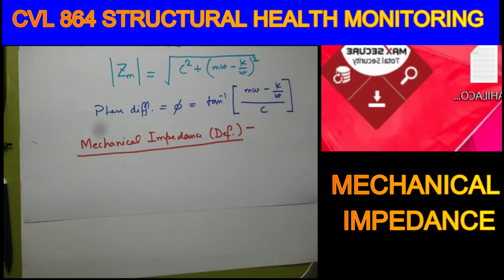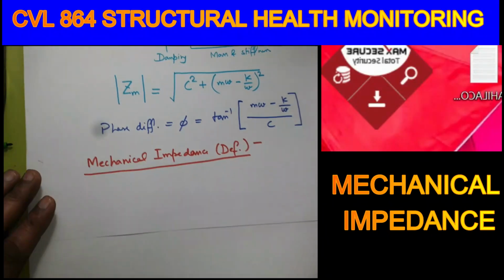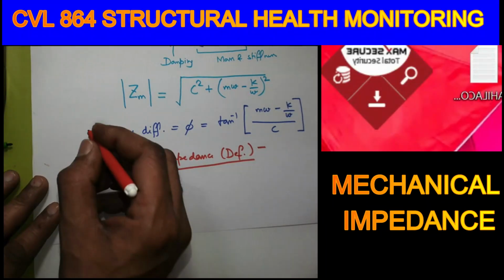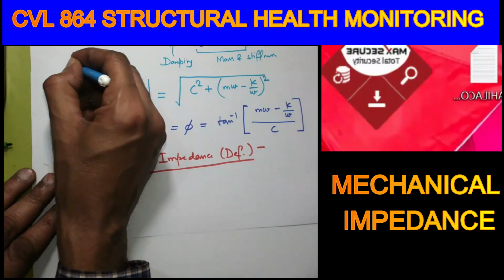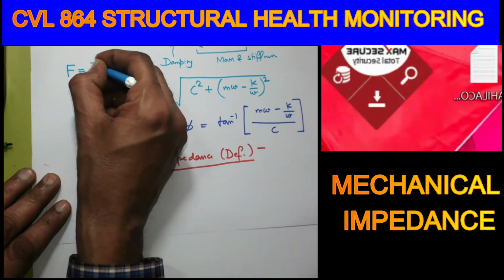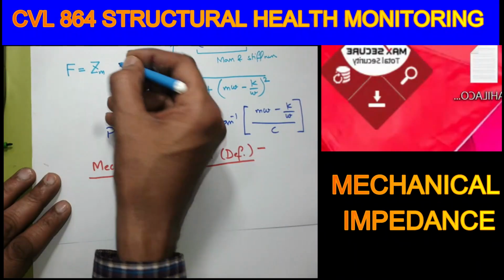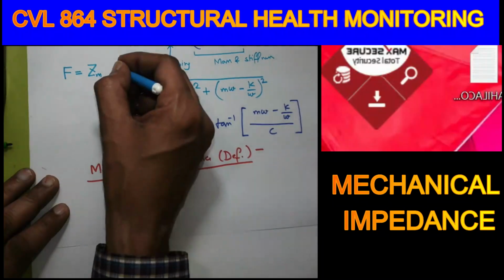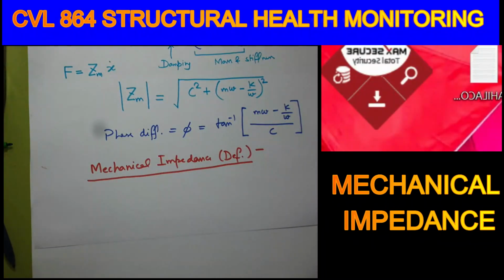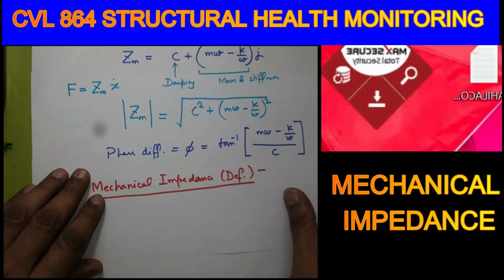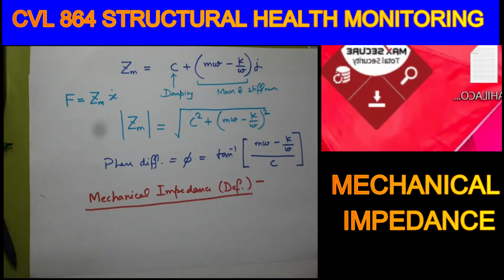Yes. So now we have to define the mechanical impedance, because we have seen that force is equal to the mechanical impedance, which is a complex number, multiplied by the velocity. Okay? So how can we define mechanical impedance? Is it the force component per unit velocity?